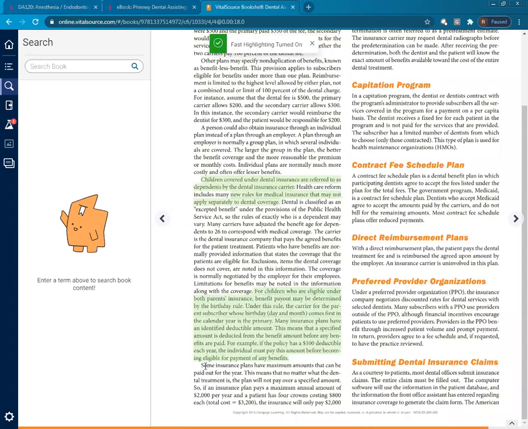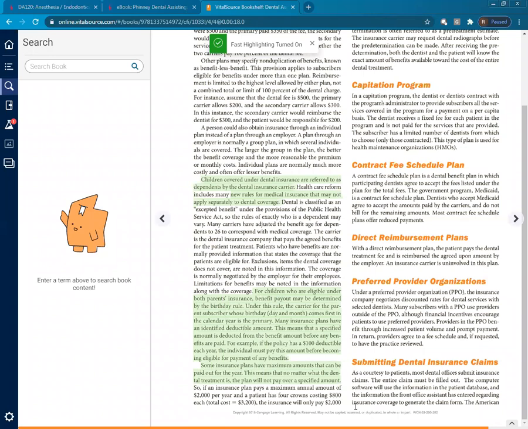Some insurance plans also have a maximum amount that can be paid out for the year. So maximum out of pocket or maximum benefit allowed. This means no matter what the dental treatment is, the plan will not go over a specified amount. Another example: if the insurance plan pays a maximum of $2,000 per year and the patient has 4 crowns costing $800 each for $3,200, they'll still only pay $2,000.